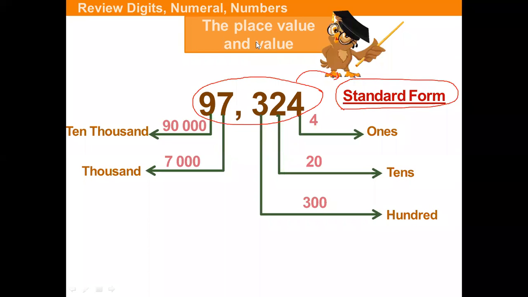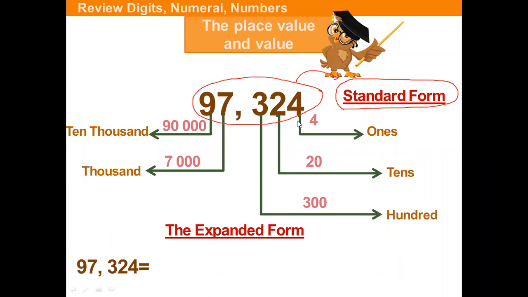Okay, let's see the second one. He asks you the expanded form. What is the expanded form? I will write all the numbers as a value. So what is the value of 9? It will be 90,000. So I will write the numbers plus 7,000 plus 300 plus 20 plus 4. So I write all the values.